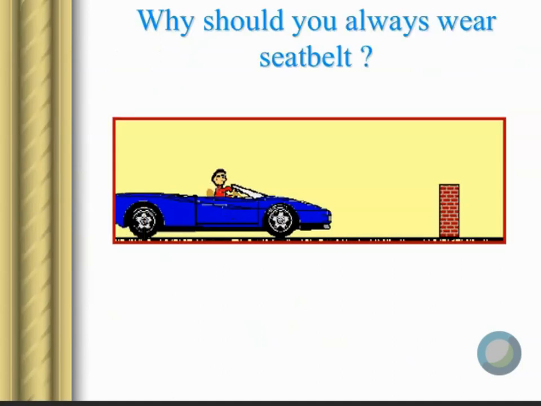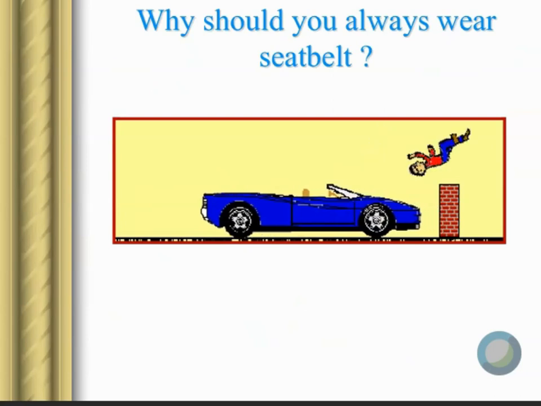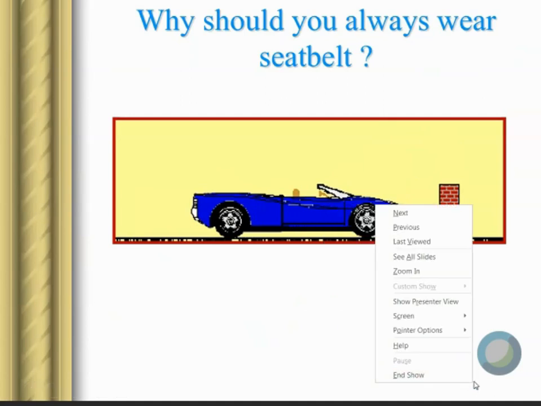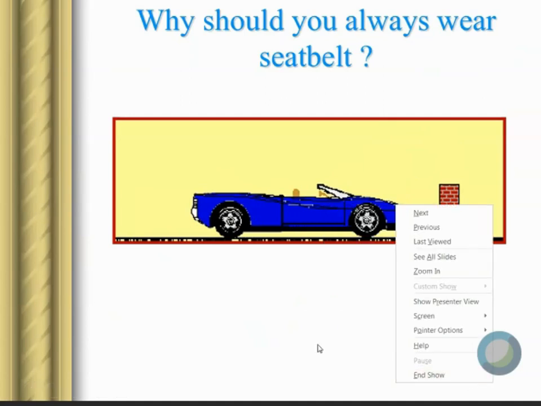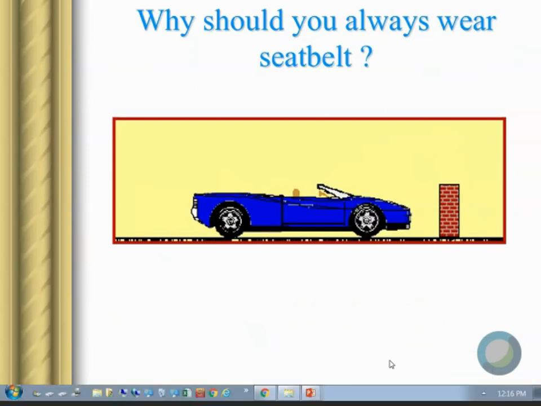Now, I would like to present one simple example that we find in day-to-day life. My question is already there on the top. I would like to get the answer from Vijayawada first. Why should we always wear a seat belt while traveling in a car? Vijayawada, what is the reason behind it? Why should we do that?